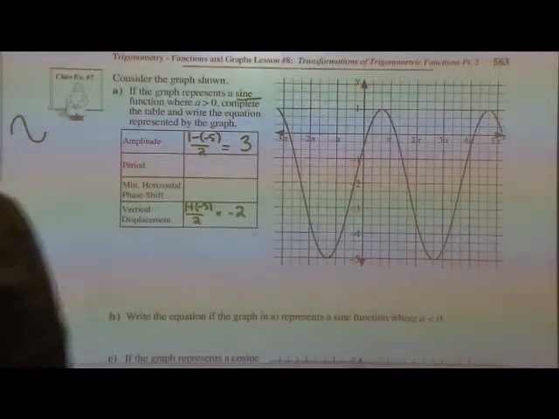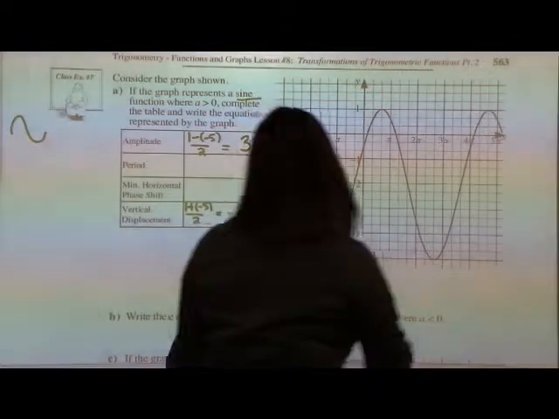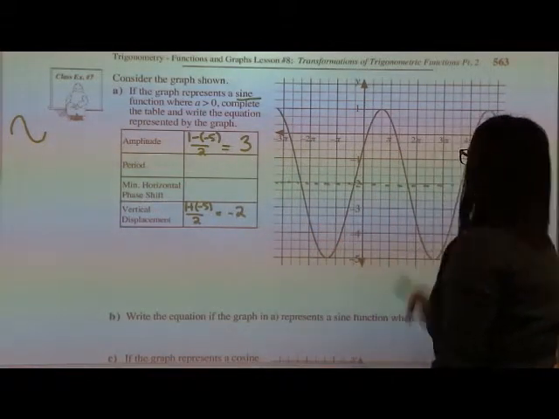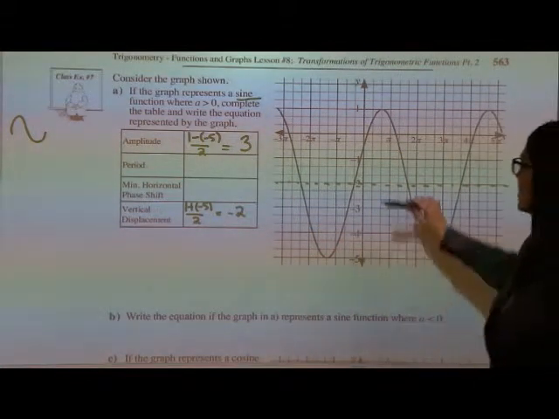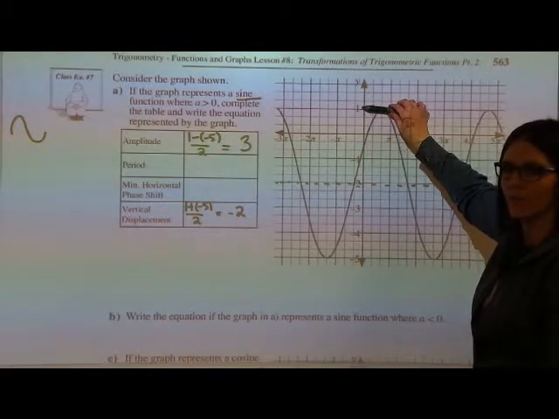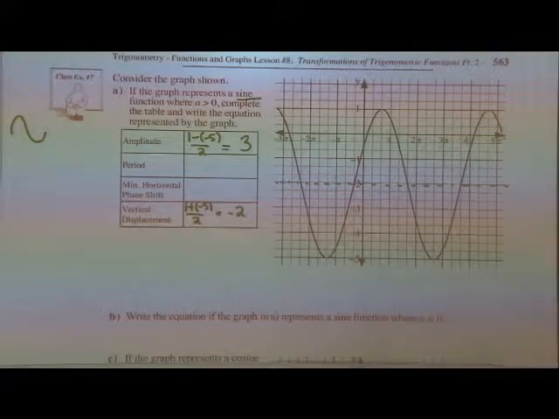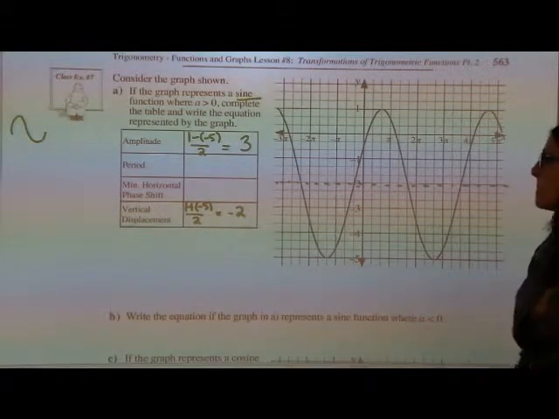So if I draw this dotted line through y equals -2, it cuts the graph in half. I go up 3 units, I get to the maximum. I go down 3 units, I get to the minimum. Okay? And that's gonna help us out in a couple of minutes.